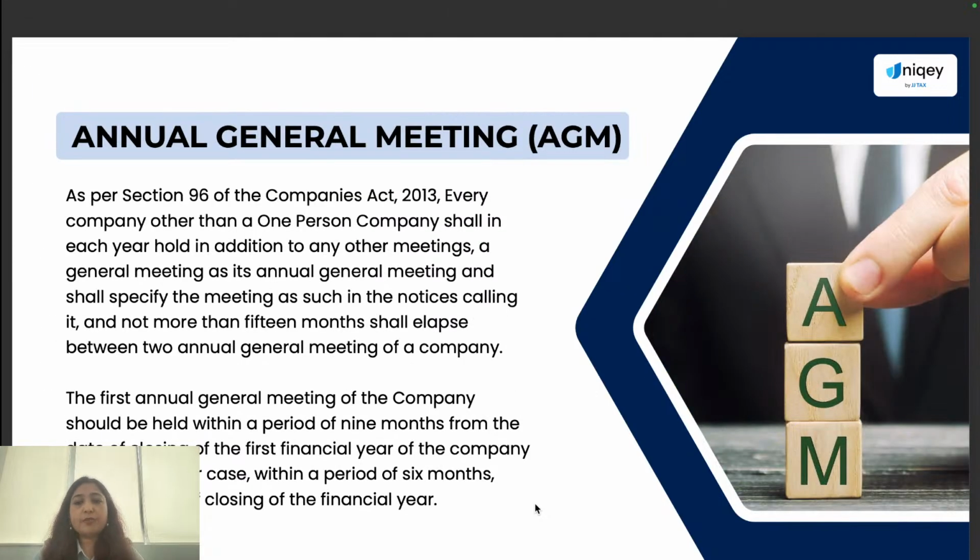Annual general meeting. As per Section 96 of the Companies Act, every company, other than a one person company, is required to hold its AGM every year. The first annual general meeting should be held within a period of 9 months from the end of the financial year. Otherwise, if it is not the first annual general meeting, it must be held within 6 months from the closure of the financial year.